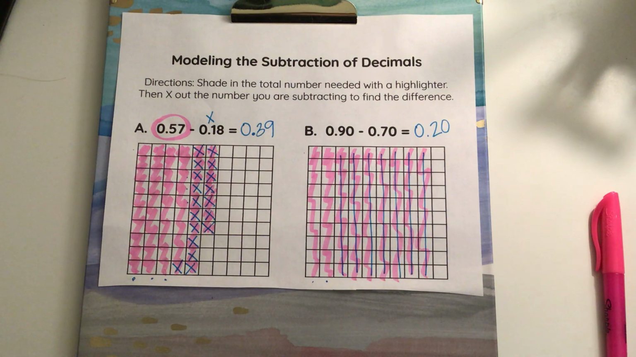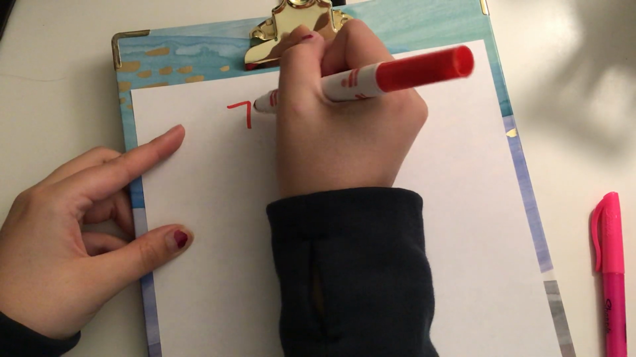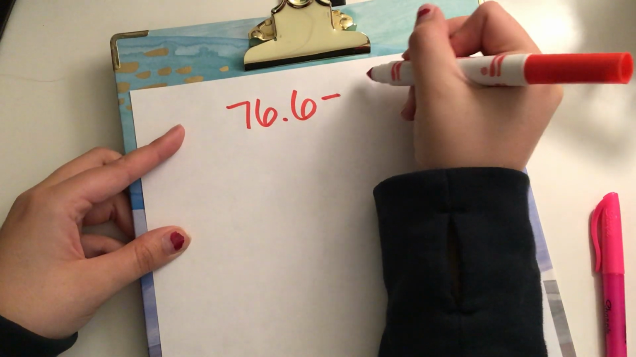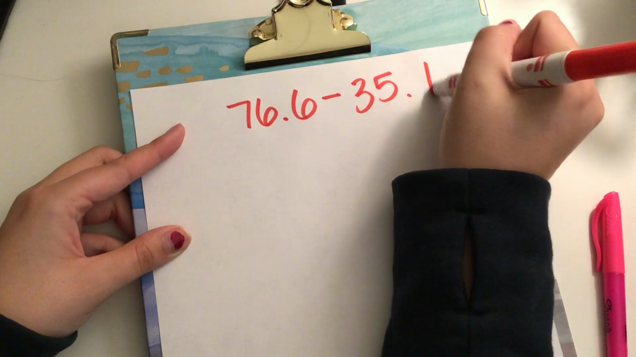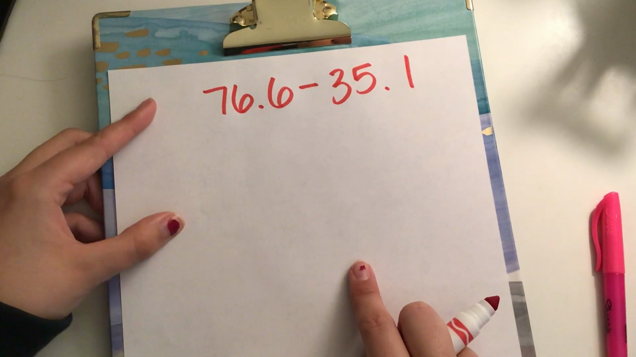If you look at the next page, we're going to just do some estimating examples. I'm just going to use a blank piece of paper. Okay, so page 28, remember, is estimating. And we talked yesterday how with estimating, we have to round the numbers to the nearest whole first. So if you've got 76 and 6/10 minus 35 and 1/10, I don't want you to solve this right now. I want you to round first.